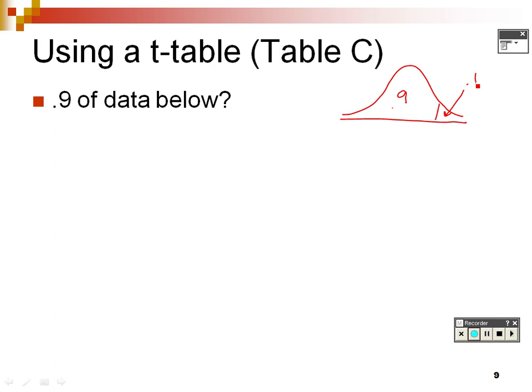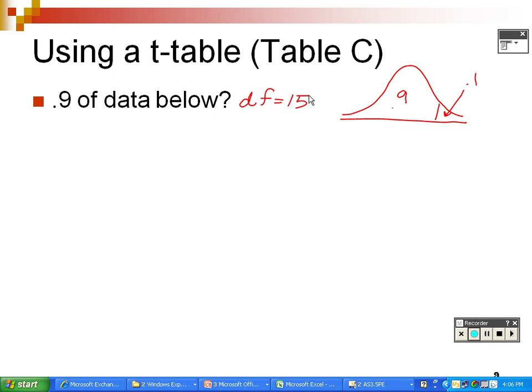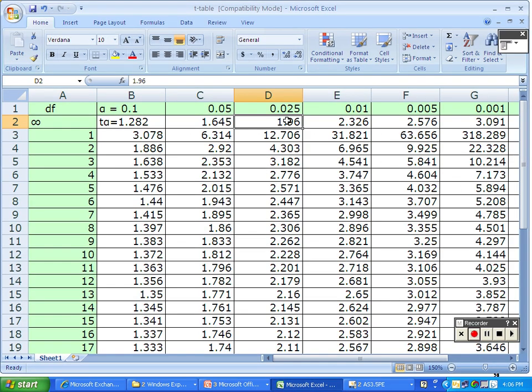What we also need are the degrees of freedom. So let's suppose the degrees of freedom are 15. Then we're going to go to our t-table, and we're going to find 0.1, and then scroll down until we get to 15. The t-score that goes with that is 1.341.